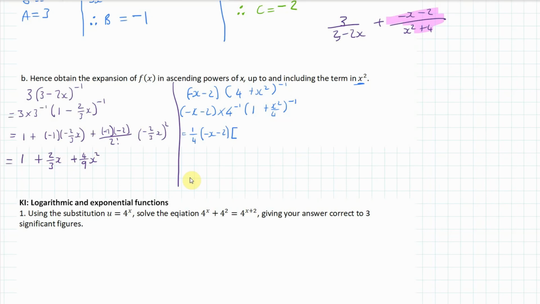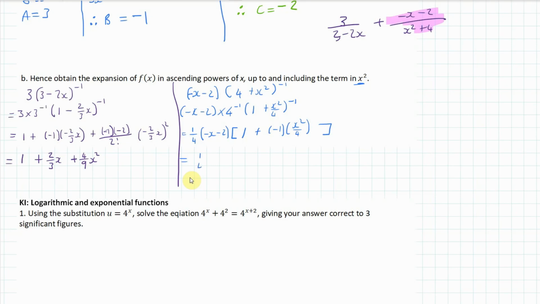The way I do that is I'm going to have 1, and I only need to go 2 terms really, so I'm going to go 1 plus -1 times x squared over 4, and that's as far as I need to go. I'll show you why in the next line.